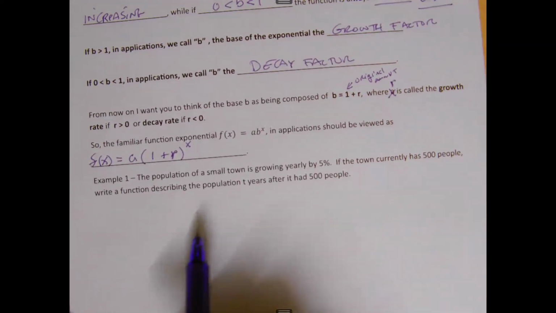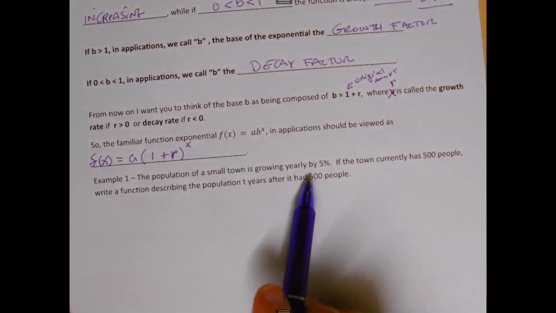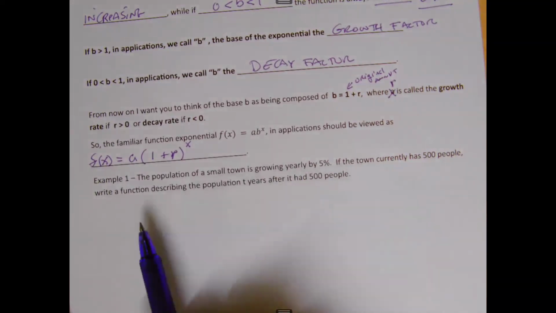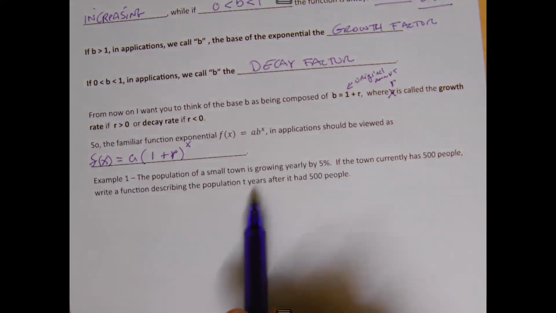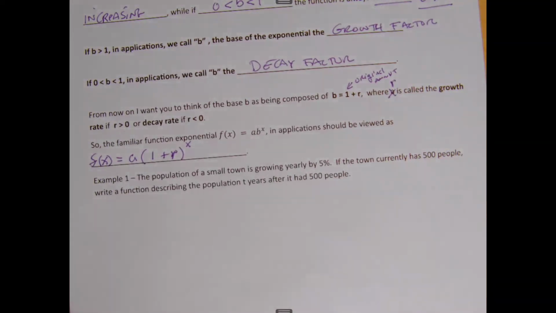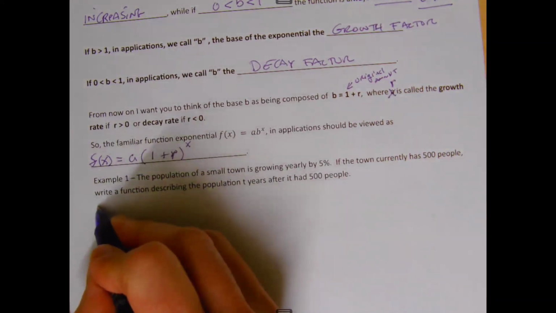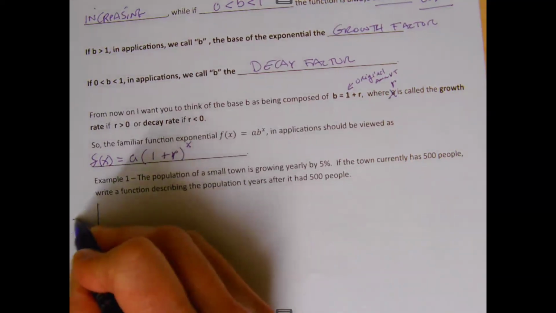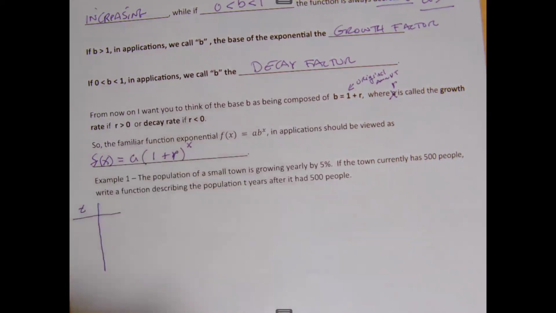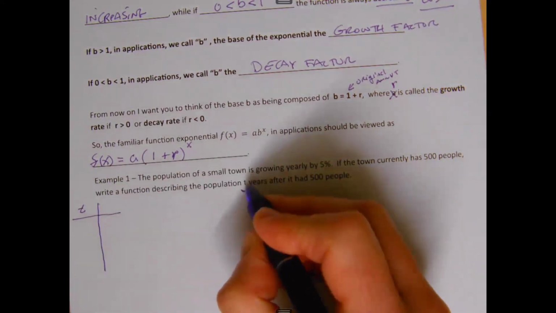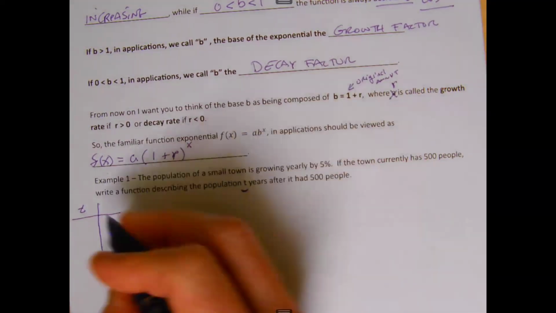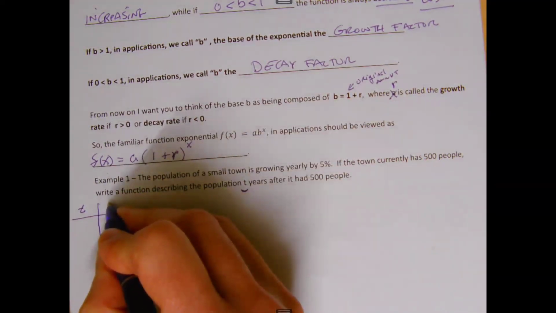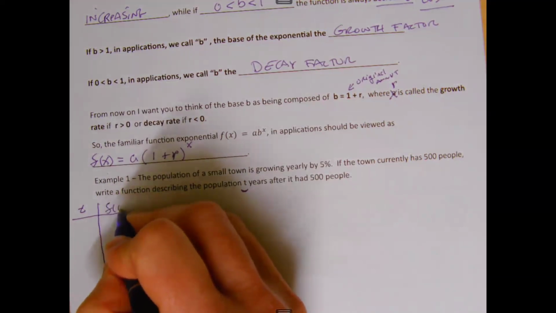The population in a small town is growing by 5%. If the town currently has 500 people, write a function describing the population t years after it had 500 people. So let's start with creating a nice little table here. I'm going to call this t for time, since that's the variable. So instead of using x, I'm going to use t. And on this side, I'm going to enter f(t).